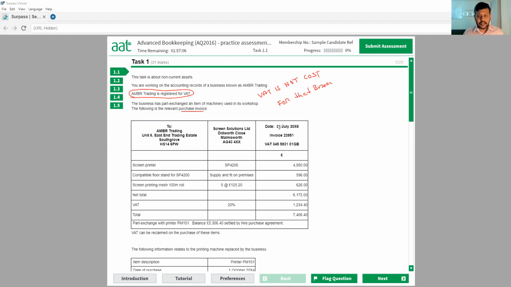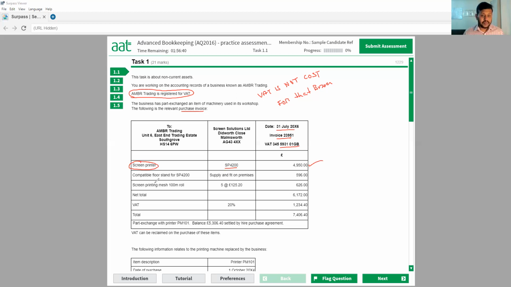The date is 31st of July. That's the invoice number, and that's the VAT number from the supplier. Then we have the product. What did we buy? We bought a screen printer. This is the main product we have purchased. This is the serial number of the printer, and we have the cost. So this is the cost of the printer.